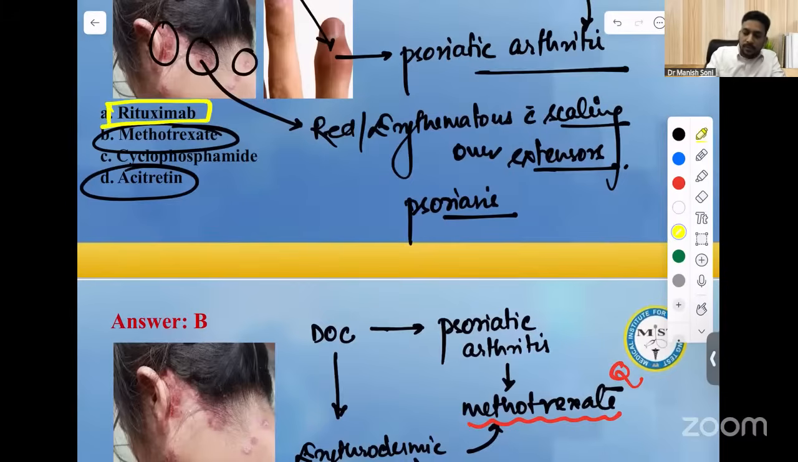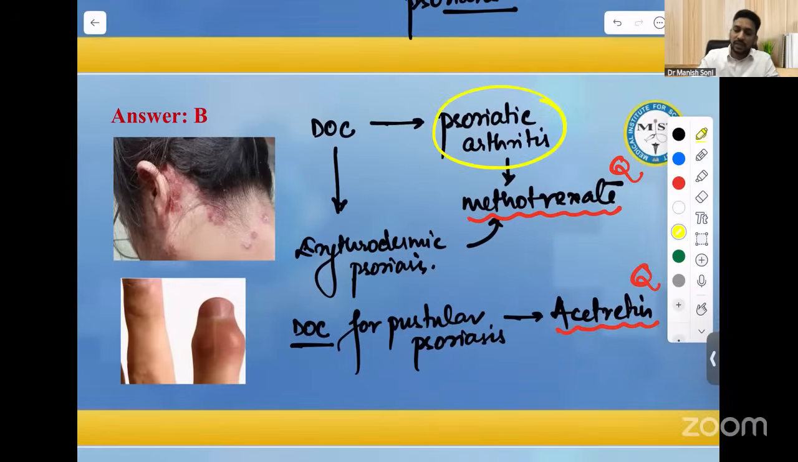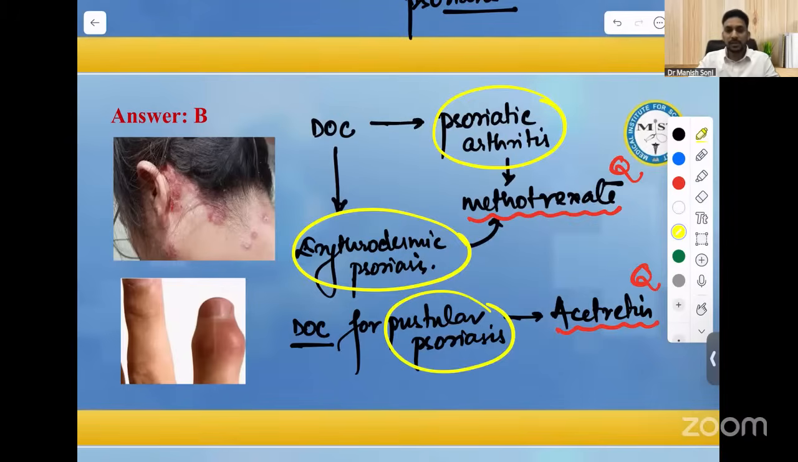Rituximab is monoclonal antibody used in pemphigus. So this one is used in pemphigus. Cyclophosphamide is also used in pemphigus in the form of DCP pulse, dexamethasone cyclophosphamide pulse. This is also used in pemphigus. So cyclophosphamide and rituximab are used in pemphigus, while methotrexate and acitretin are used in psoriasis. Among them, methotrexate is the drug of choice for psoriatic arthritis and erythrodermic psoriasis, while acitretin is the drug of choice for pustular psoriasis.